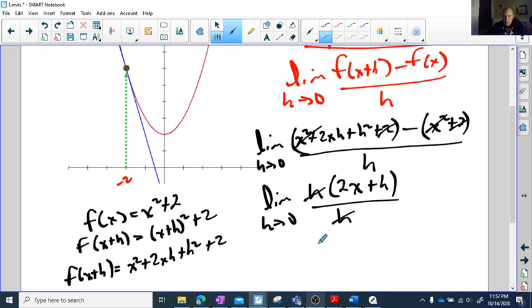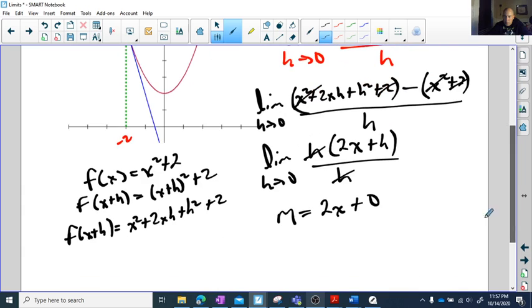Indeterminate situation fixed. So h can go to 0. Now it's h going to 0, not x. H is going to 0, so there's still an h left here. So it's going to be 2x plus 0 will be your slope function. And what you now have is a slope function.